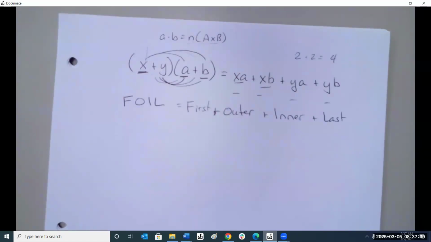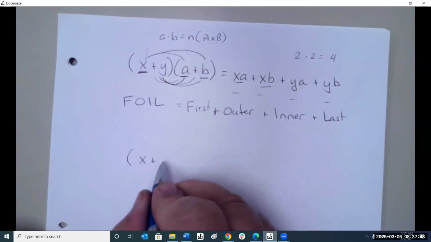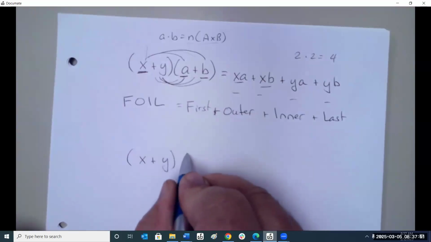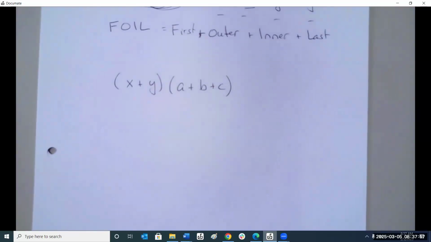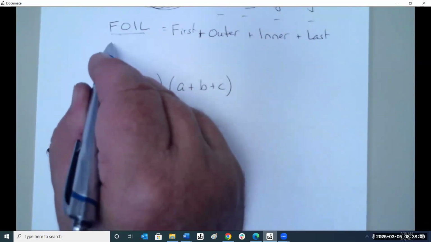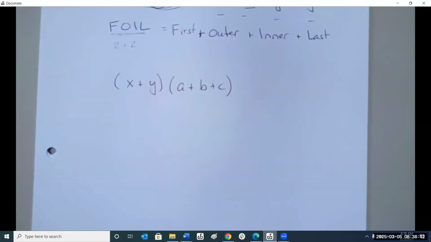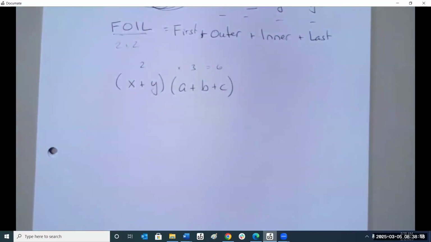But that's a one-use tool. Does the FOIL technique work here? No. Because FOIL only has four numbers, four outcomes. So we have 2 times 2. That's how it gets 4. This is a 2 times 3, which means we're going to end up with 6 answers. Okay, so we can't use FOIL.